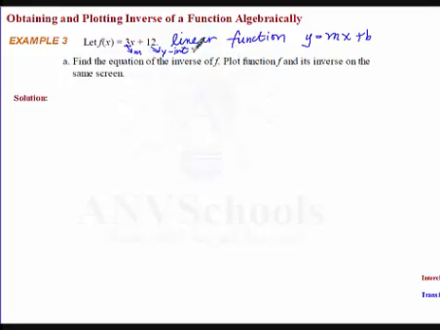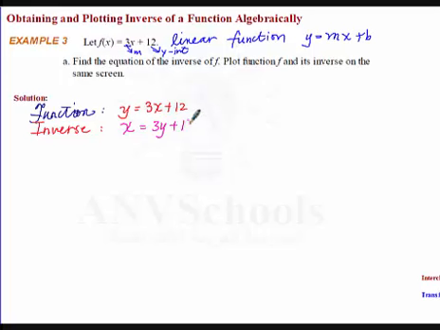So how do we do that? First, we define our function. What is our function? Our function here is, of course, the given. So y is equal to 3x plus 12. Let's make f of x equal to y for simplicity. Okay, our inverse. What is our inverse? Our inverse is then x is equal to 3y plus 12.